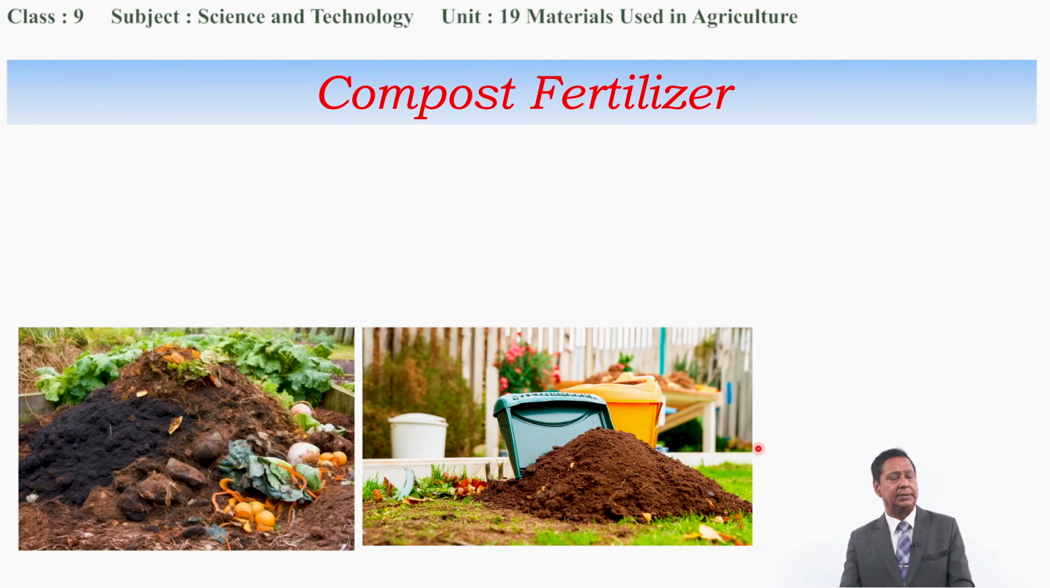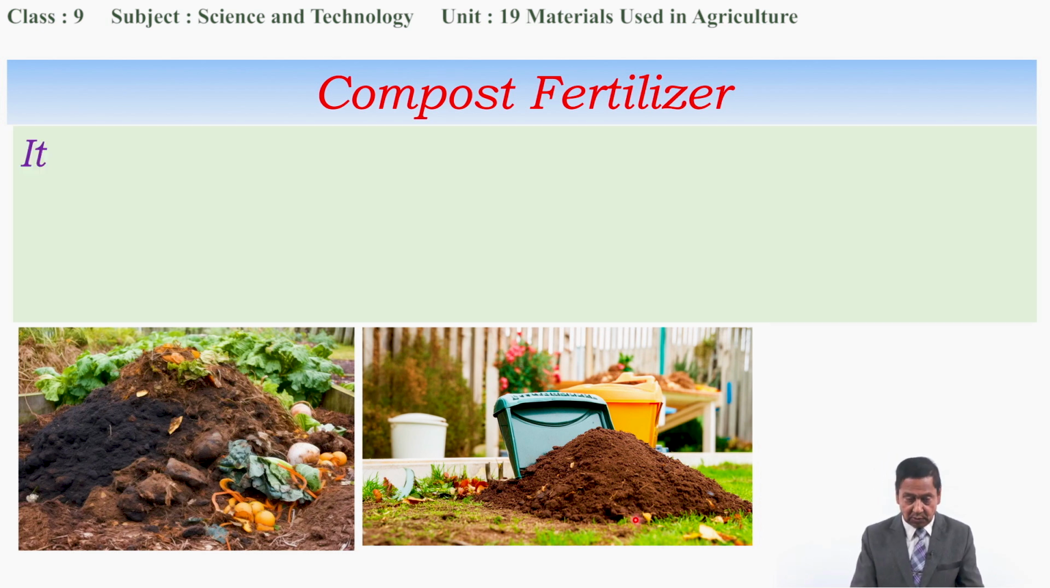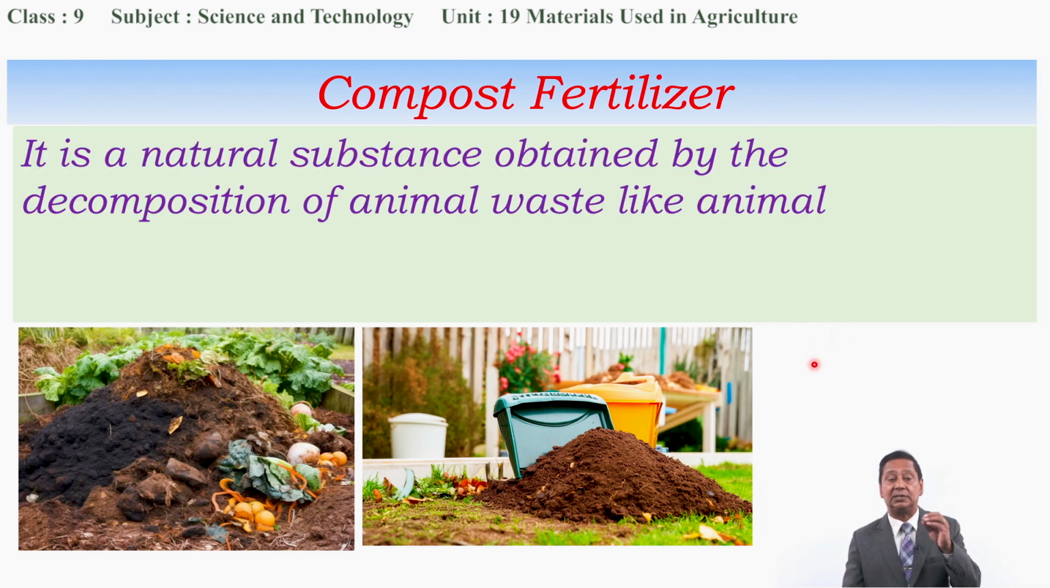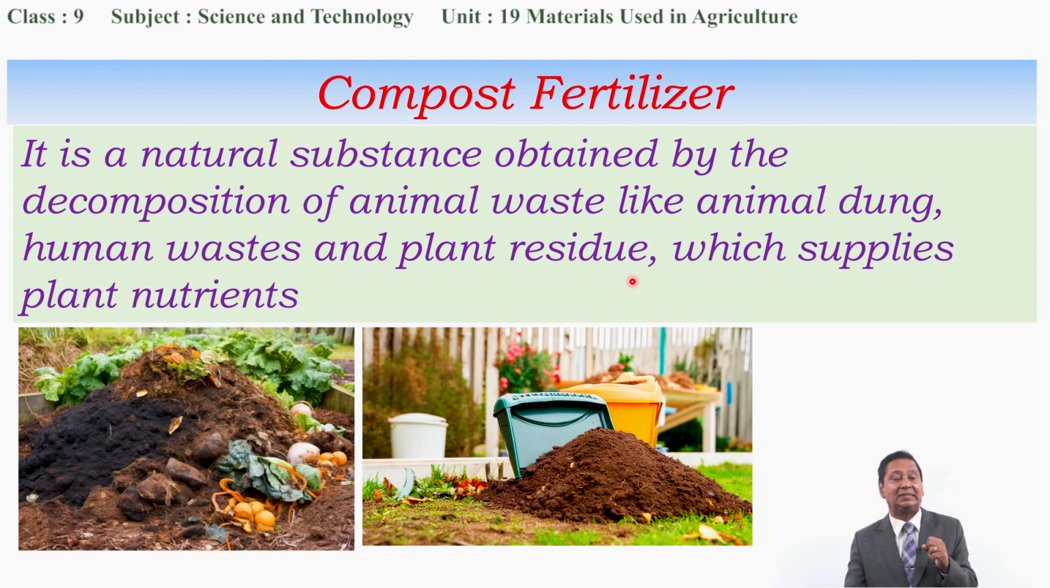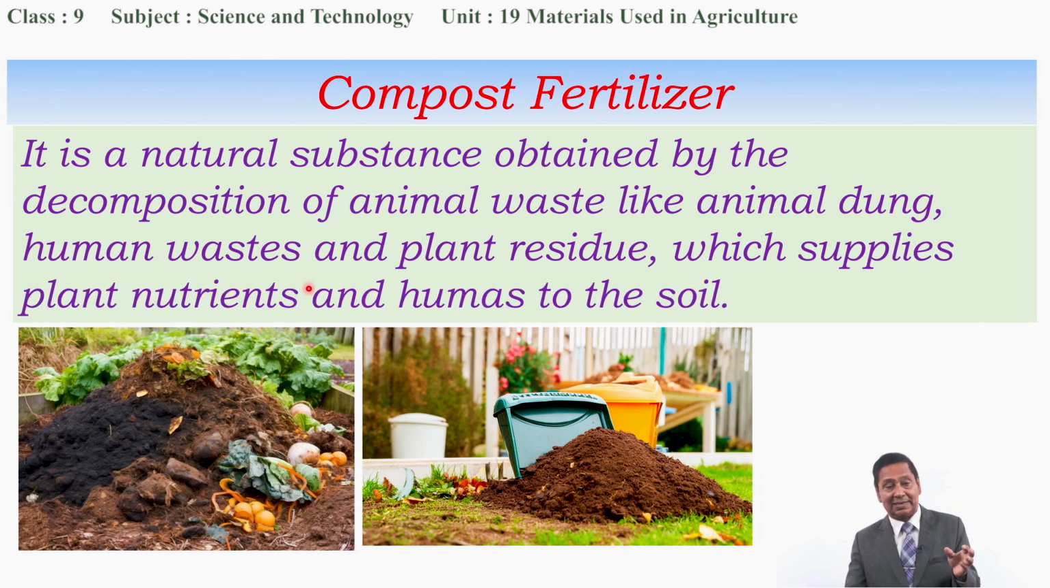Compost fertilizer, what is it? The organic waste substance, the plant residue and animal waste, if buried into the ground, will be acted upon by the bacteria and fungi and they convert into the compost fertilizer. They decompose into the compost fertilizer. We can say like this: it is a natural substance obtained by the decomposition of animal waste like animal dung, human waste and plant residue, which supplies plant nutrient and humus to the soil. This is about the compost fertilizer.